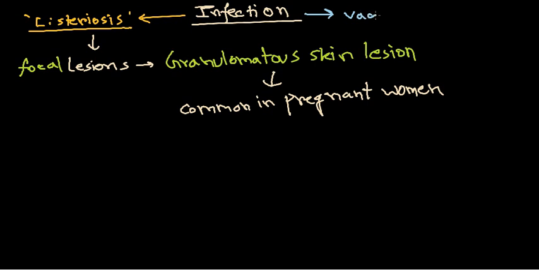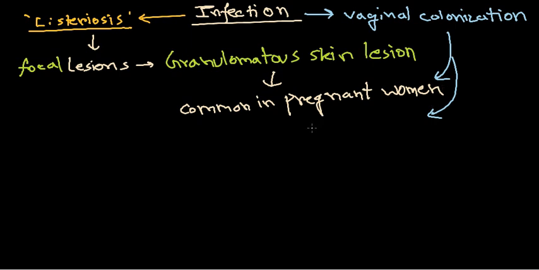Vaginal colonization can be seen. This vaginal colonization can cause problems for the pregnant woman, and it can also pass this bacterial infection to the newborn, and it finally results in meningitis in the newborn. So this is a serious concern for newborn babies.